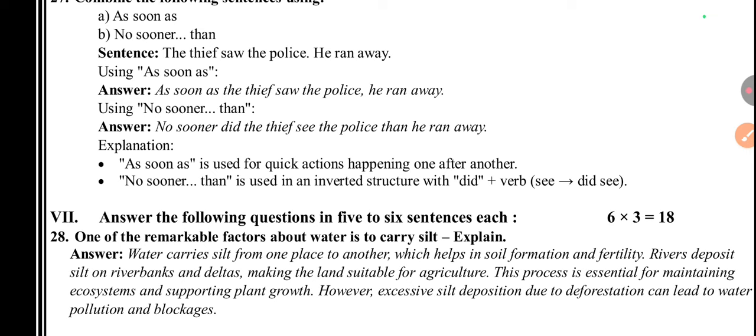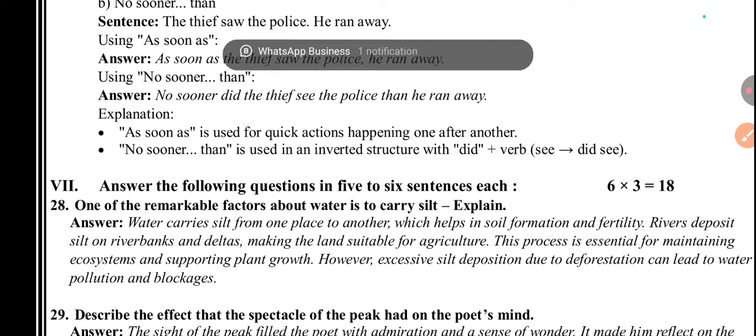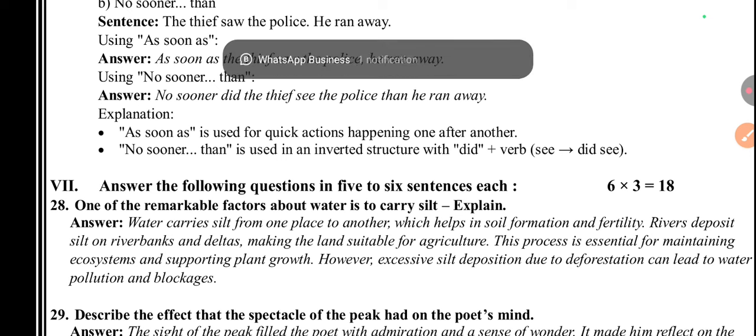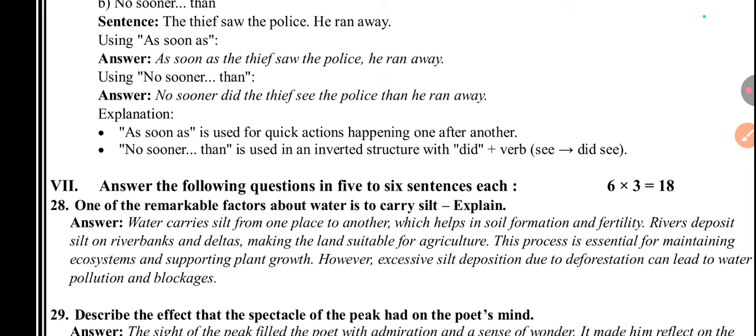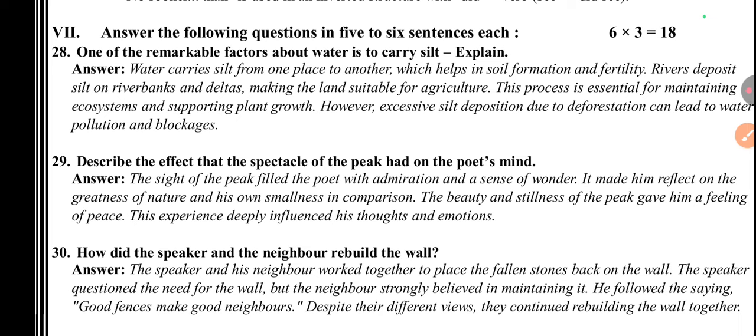Then using 'no sooner than': No sooner did the thief see the police than he ran away. Explanation. 'As soon as' is used for quick actions happening one after another. 'No sooner than' is used in an inverted structure with 'did' plus the verb 'see'. Main question number 7. Answer the following questions in 5 or 6 sentences each, carrying 3 marks. Total 6 questions are there. 6 3s are 18 marks.